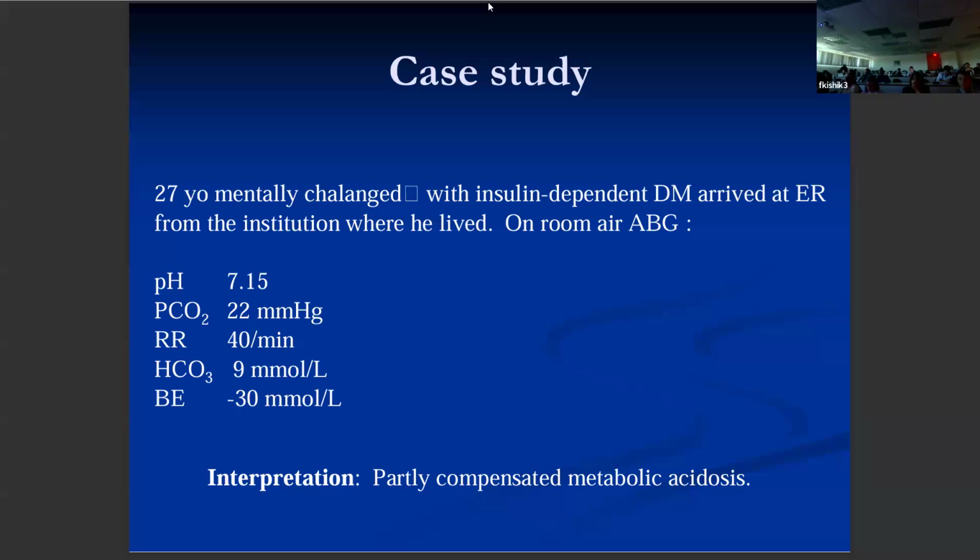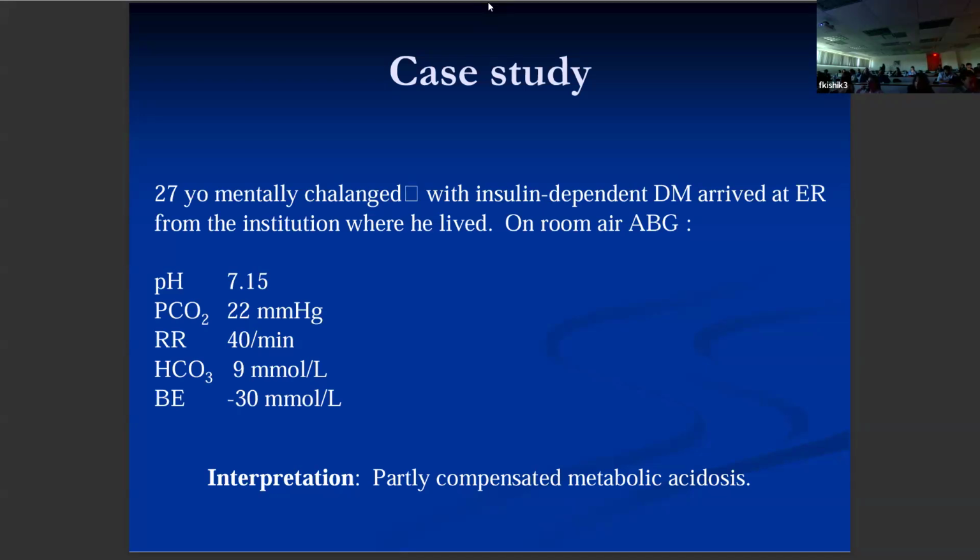You don't have to fill them in. Just circle one of them, the right one. The BE is not abnormal. Do you just assume it's a respiratory problem? So you can, and that's what I was trying to say. You can look at the BE, and if it's normal, you can assume it's respiratory, but again, it's not 100%.